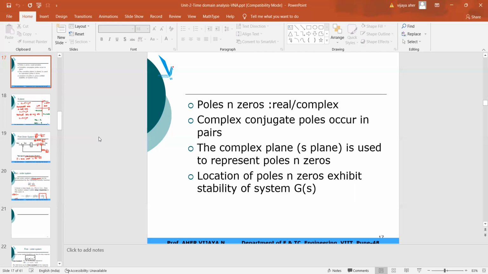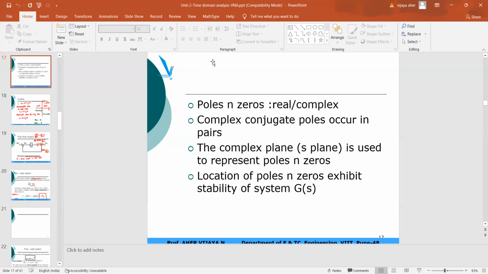Then the complex plane, that is nothing but S plane, is used to represent your poles and zeros, right? So depending on location of your poles and zeros, you exhibit stability of system. That is, for a given transfer function, for a given control system, you'll get whether your control system under consideration is stable or unstable, depending on location of poles and zeros. So some of these points you have to remember.